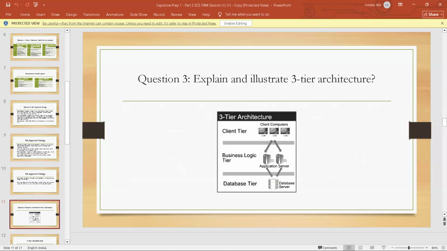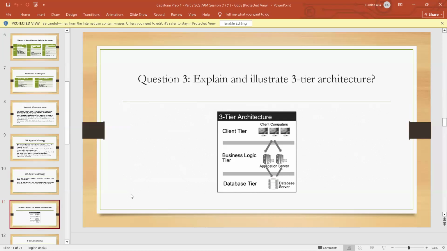And coming to the third question, it is all about the three-tier architecture. Explain and illustrate three-tier architecture. So three-tier architecture is a software technique that divides the entire software architecture into three tiers. The first one is the client tier, the second one is the business logic tier, and the third one is the database tier. So client tier is mostly the interface.